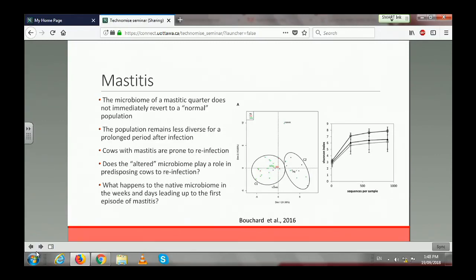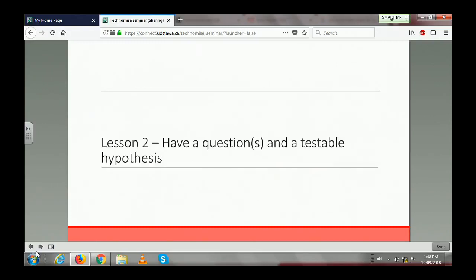So is that because there's still infection in there and it's just latent and it flares up again? There's very little evidence to suggest that. In fact, when they do whole genome sequencing, it does seem like it's different organisms coming in and causing the subsequent infection. But is it because of that low diversity microbiome that the animal is susceptible to infection again? And is there anything we can do about that?